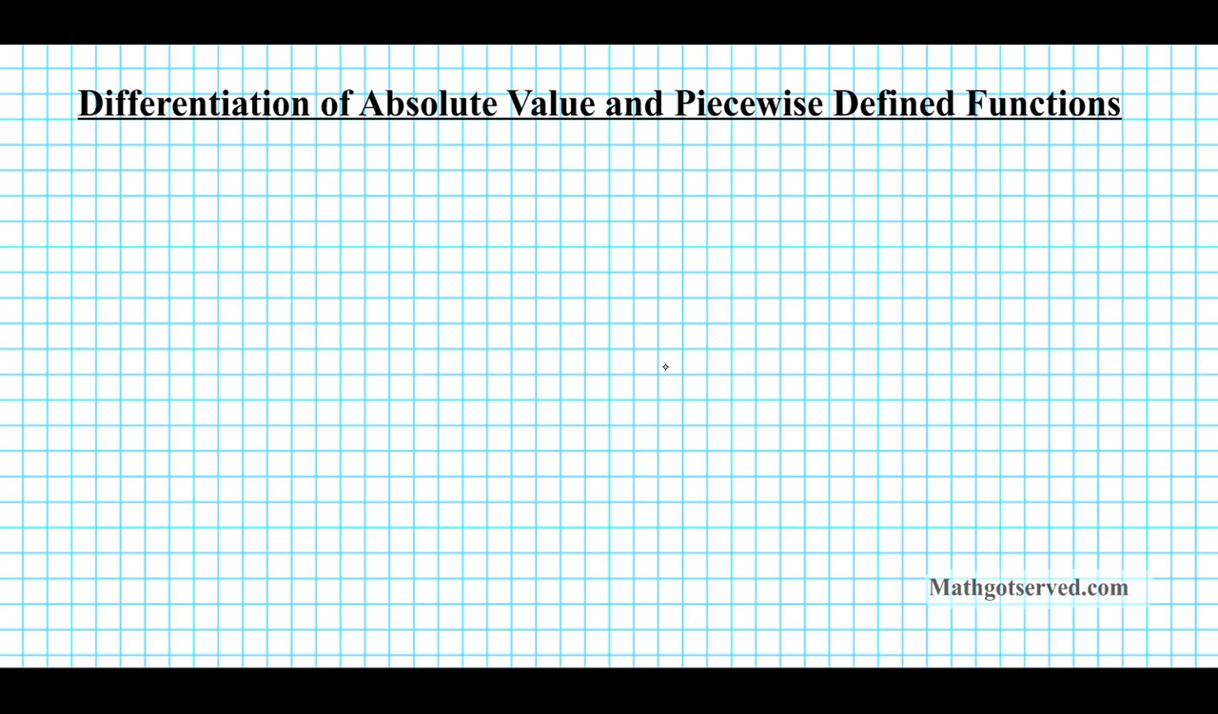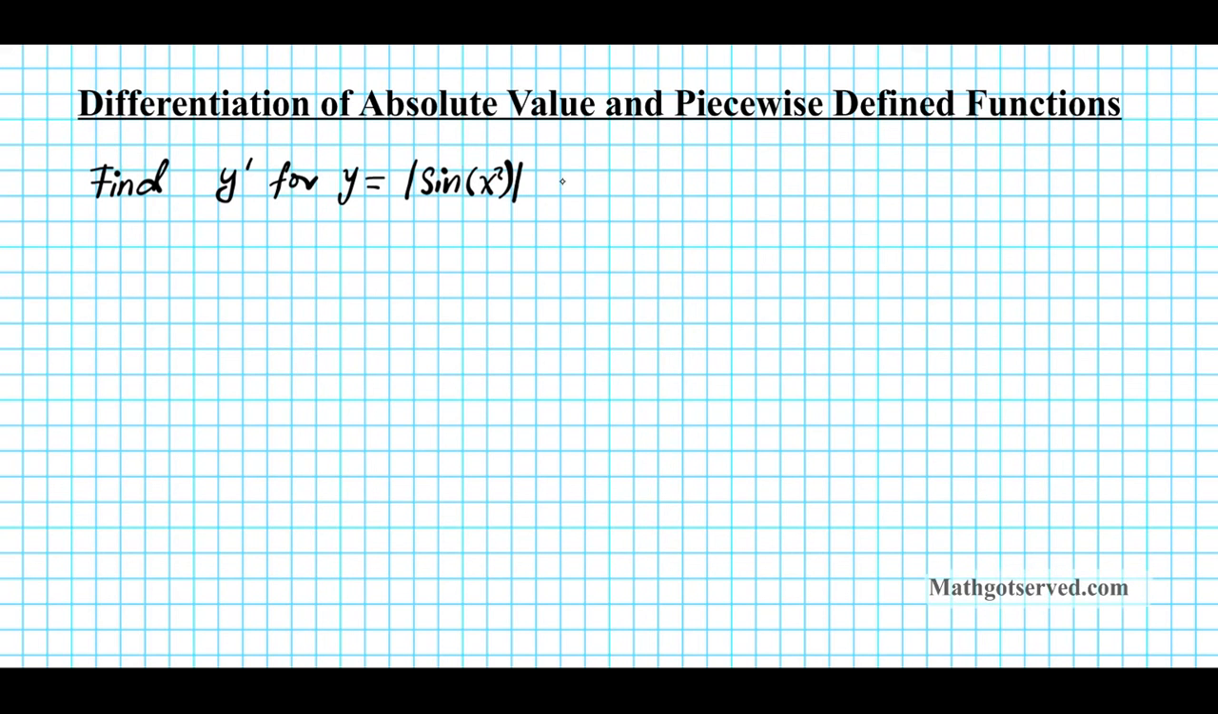Okay, students, in this clip we're going to be going over two examples on how to find the derivative of the absolute value and piecewise defined functions. Okay, so let's take a look at the first problem. In this one we are to find y prime for y equals the absolute value of sine x squared.